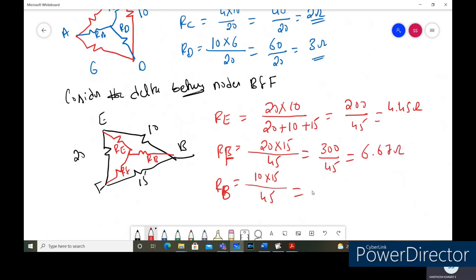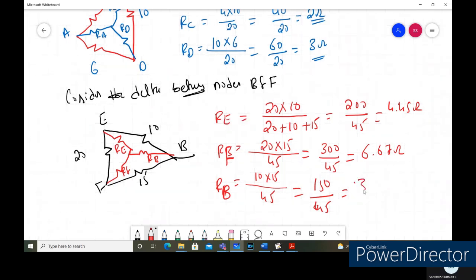And similarly, this is, so 10 into 15 is 150. So divided by 45. So 150 divided by 45. So this will be the 3.34 ohms we'll get. So these are the impedances between the nodes RE, RB and RF we'll get.